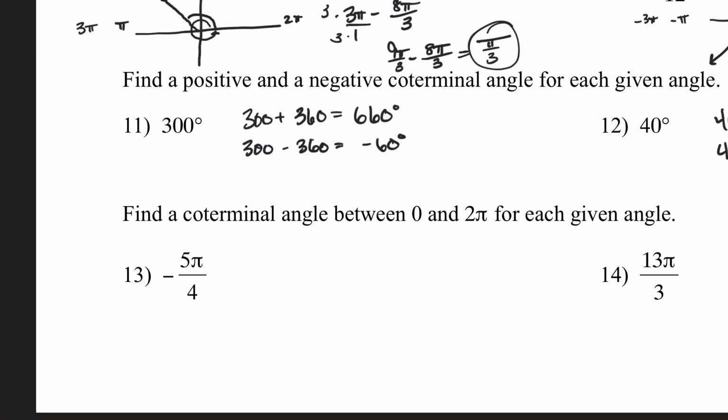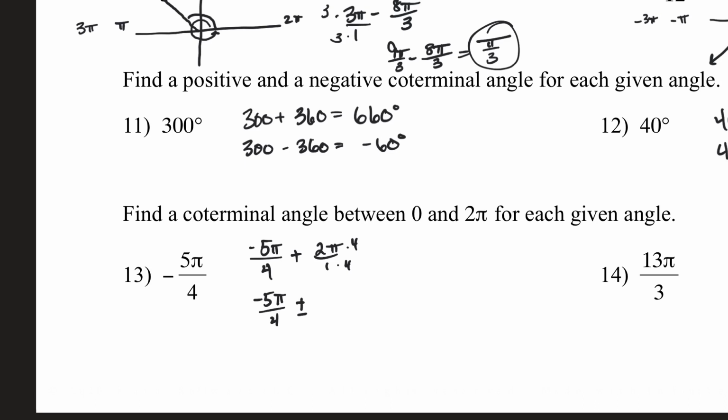Okay, for the next few questions, I'm going to do something that's not written. It says find a coterminal between 0 and 2 pi. I'm going to just for practice show you how to add and subtract 2 pi for each one. Obviously, one of these is going to be the correct answer for the problem, but I'm going to have an extra answer in these. So I'm adding and subtracting 2 pi to negative 5 pi over 4.